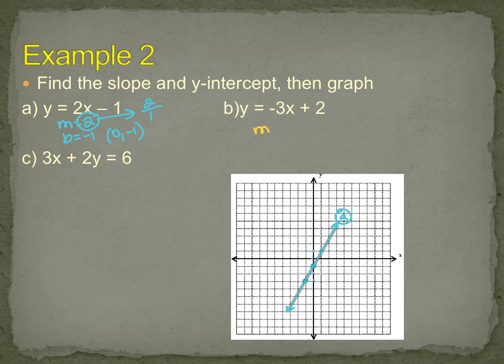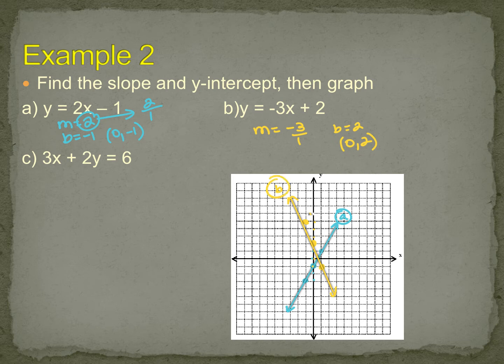The slope of B is negative 3, which would be negative 3 over 1. The b is 2, which means my y-intercept is 0, 2. I go up to positive 2, plot my y-intercept, and I go down 3 and to the right 1, or up 3 and to the left 1. And that's B.